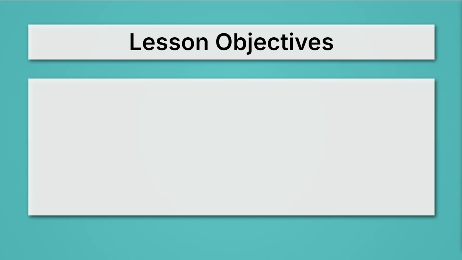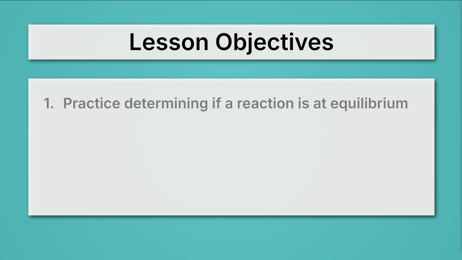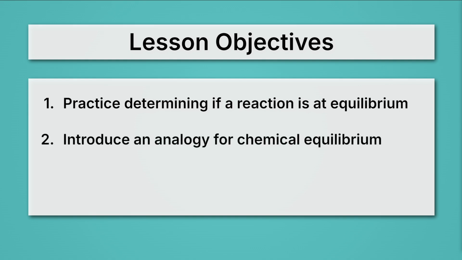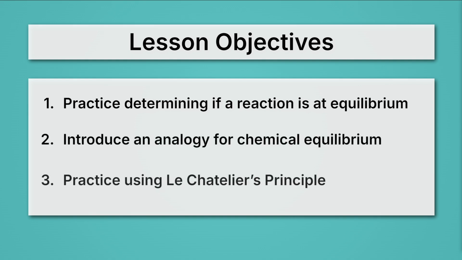Let's take a look at our lesson objectives for this review lesson. First, we'll practice determining if a reaction is at equilibrium. Then we'll introduce an analogy for chemical equilibrium. And lastly, we'll practice using Le Chatelier's principle.